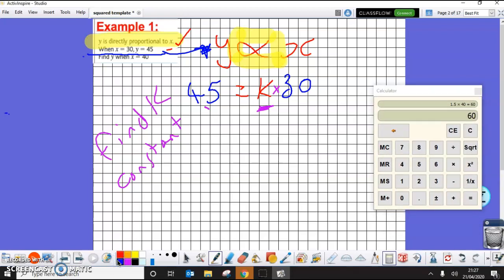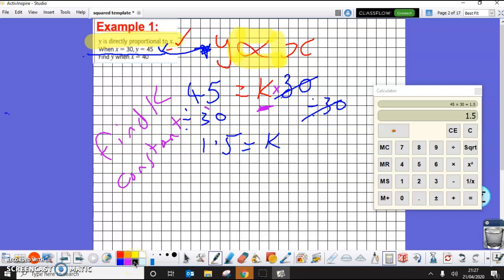So I'm going to divide by 30 this side, which will cancel the times by 30, and I divide by 30 on this side also. 45 divided by 30 is going to give me 1.5, and that's my k value. Second part done.